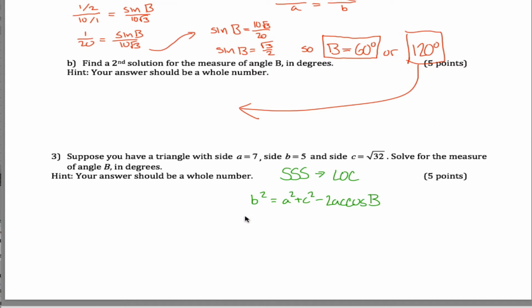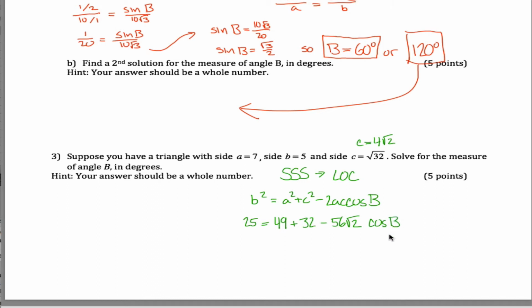Plug things in. B is 5, so B squared is 25. A is 7, so A squared is 49. C is the square root of 32, so the square root of 32 squared is 32. Minus 2 times A times C. I'm going to tell you in the problem that the square root of 32 is the same as 4 times the square root of 2. Maybe that'll help people out. So I got minus 2 times 7 times 4 root 2. So 2 times 7 is 14, and 14 times 4 root 2 is 56 root 2.